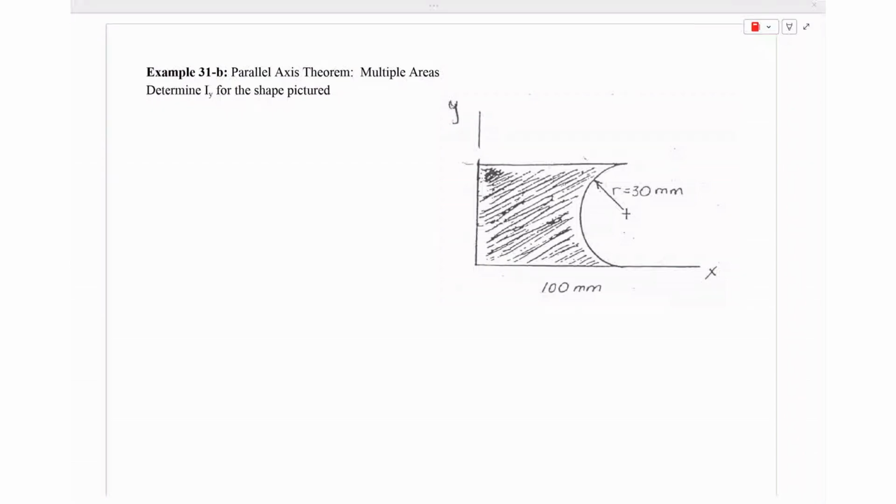All right, in this next example, we're going to do the same thing, looking for the moment of inertia. We're going to switch the axes, though. We're going to look at the y-axis. So we want the IY, the moment of inertia around the y-axis for this shape. And in this case, we're going to have to add a shape and then subtract one.